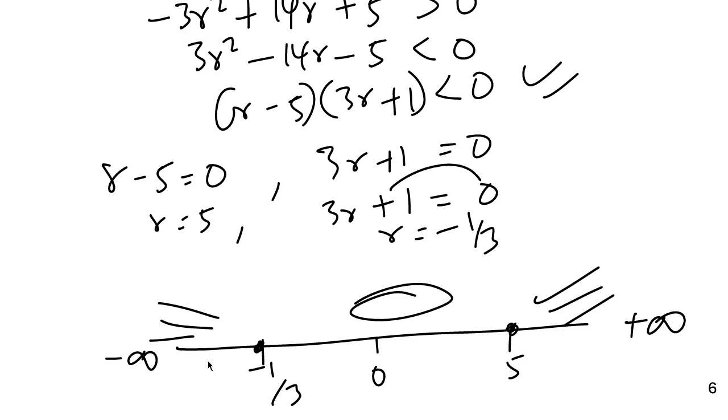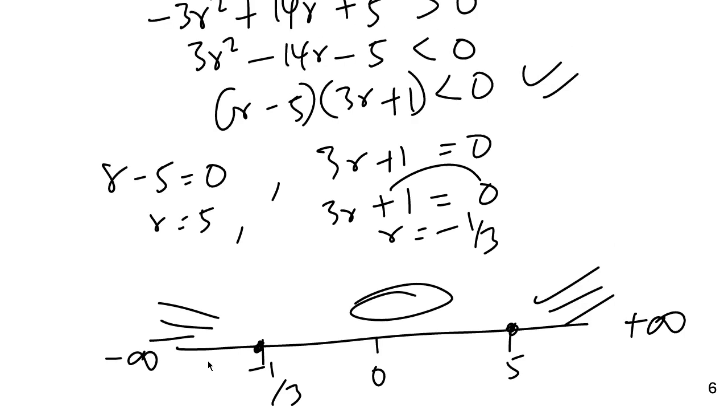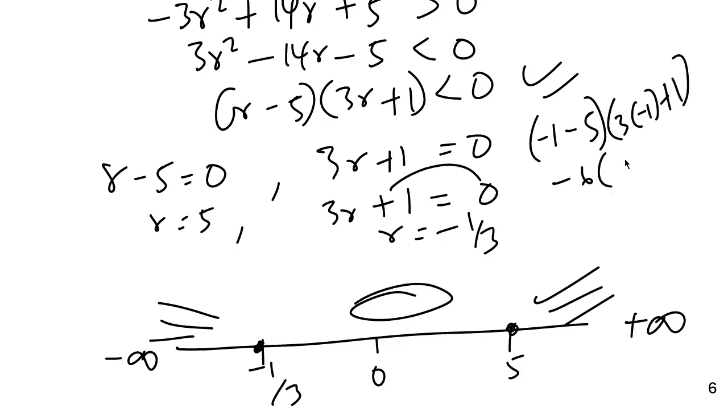But now if we test for any value less than minus 1 over 3, for example minus 1, what do we have? Minus 1 minus 5. Are you getting the substitution I'm making? Into 3 into minus 1 plus 1, and that will be minus 6 into, minus 3 times minus 1 is minus 3. The minus 3 plus 1 is minus 2, and minus 6 times minus 2 is positive, but we are looking for values less than 0, so this region is wrong.